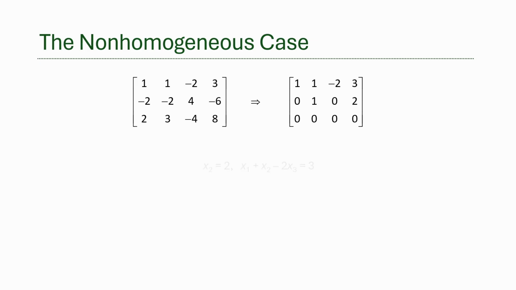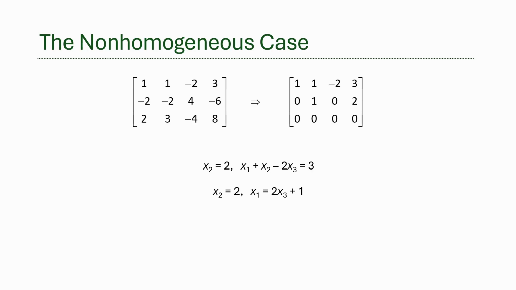So the solutions are going to be x2 equals 2, x1 plus x2 minus 2x3 equals 3, and of course, x3 is the free variable. So if I go to that second equation, replace the x2 with 2, and solve this for x1, we get this as our final solution. x3 is free, x2 has to always be 2, and x1 is 2 times x3 plus 1.